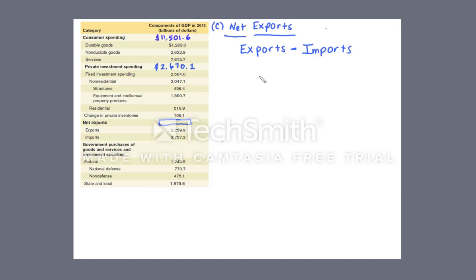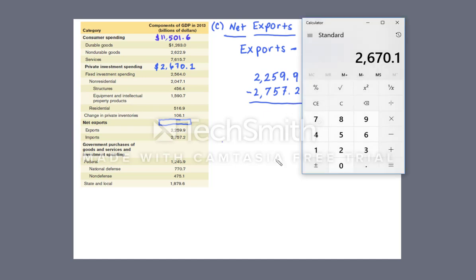So we're going to subtract $2,757.2 billion from $2,259.9 billion. If I get my calculator over here, 2,259.9 minus 2,757.2 gives me a negative number: negative $497.3 billion US dollars. What does this negative mean?